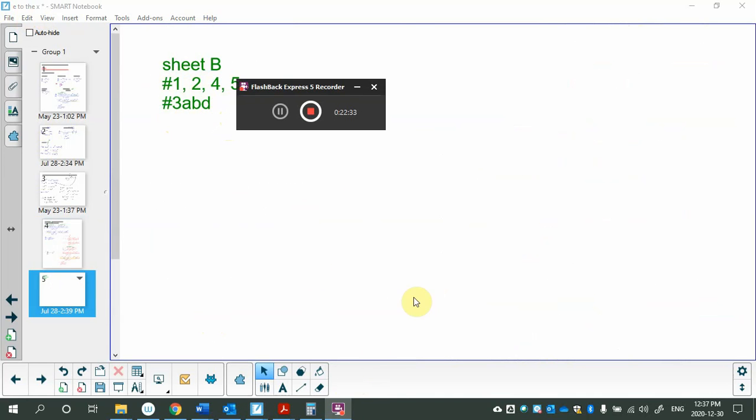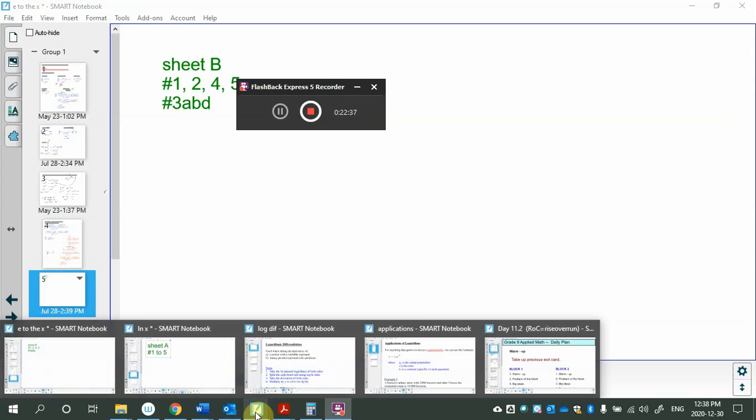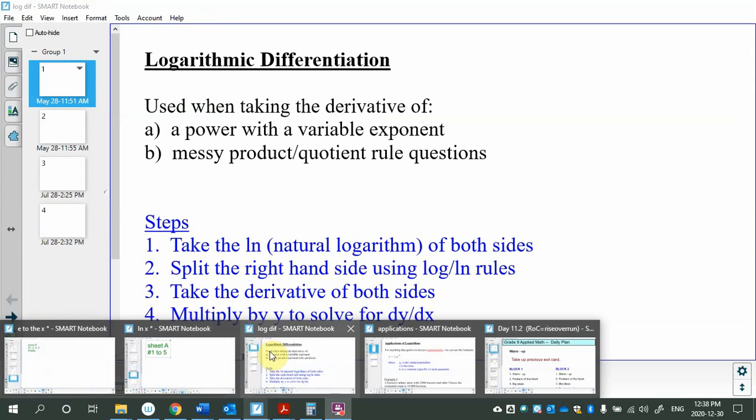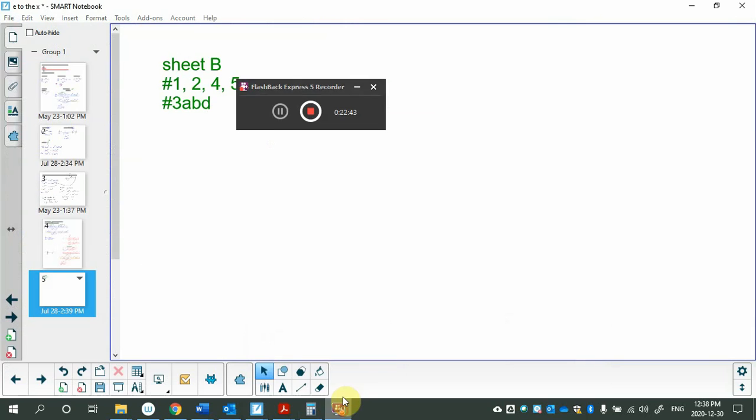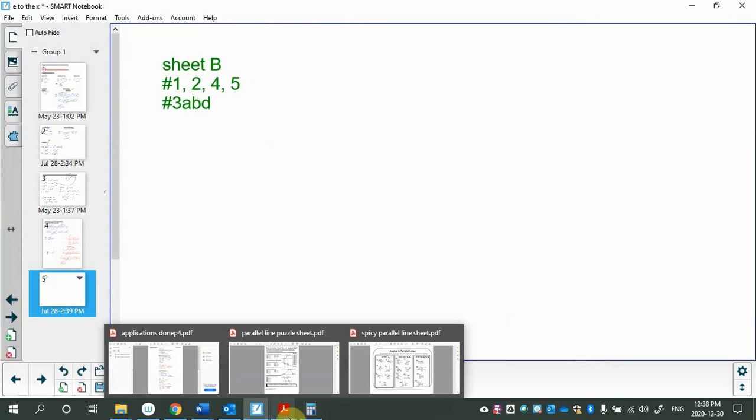Anyhow, that is it for this, and not it for logarithms. So there is still logarithmic differentiation, and there's still, sorry about your luck, applications. Remember, I did not make this stuff up.